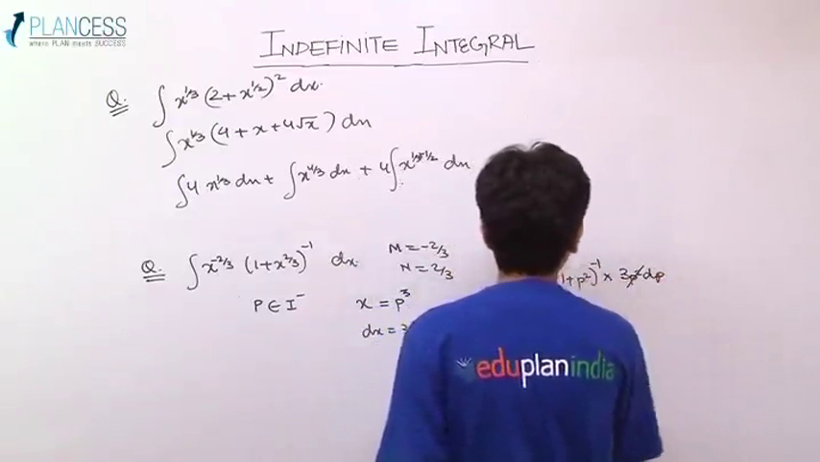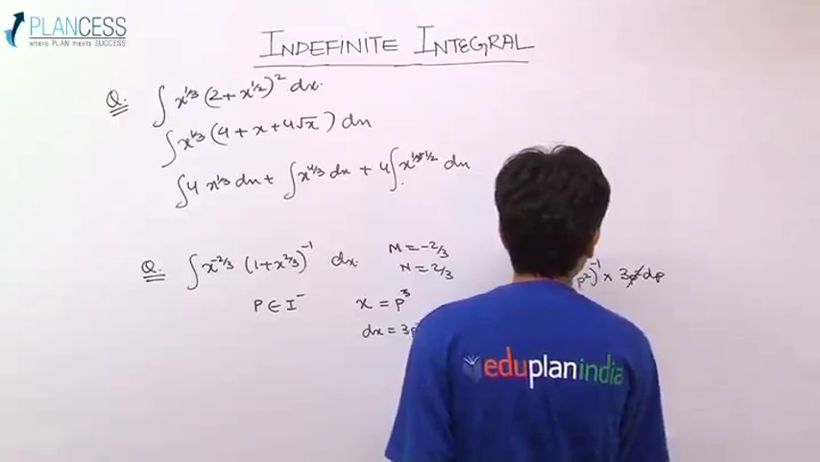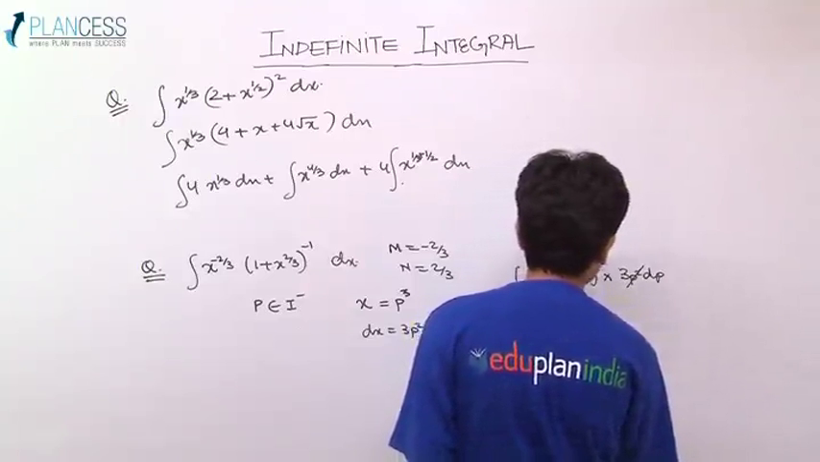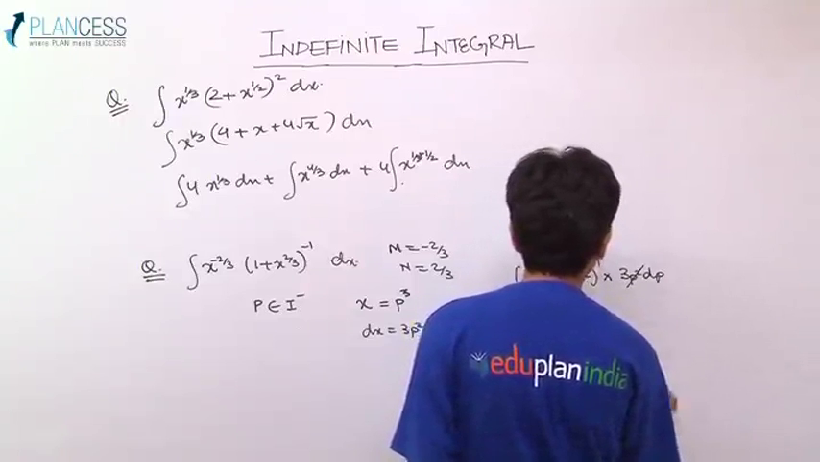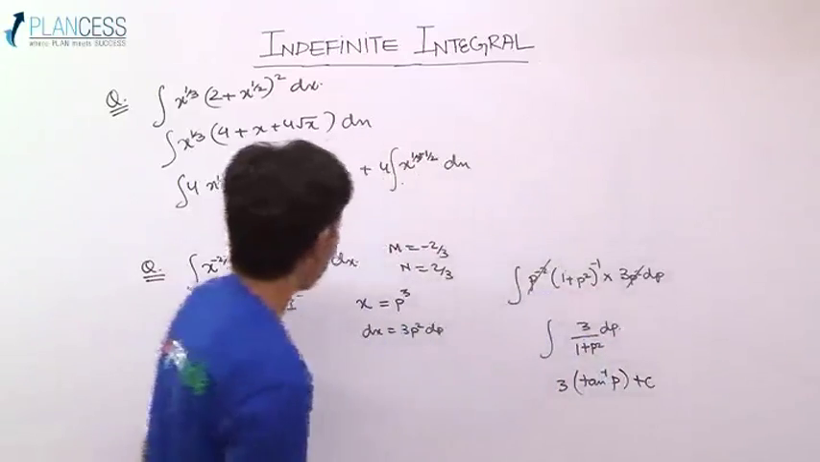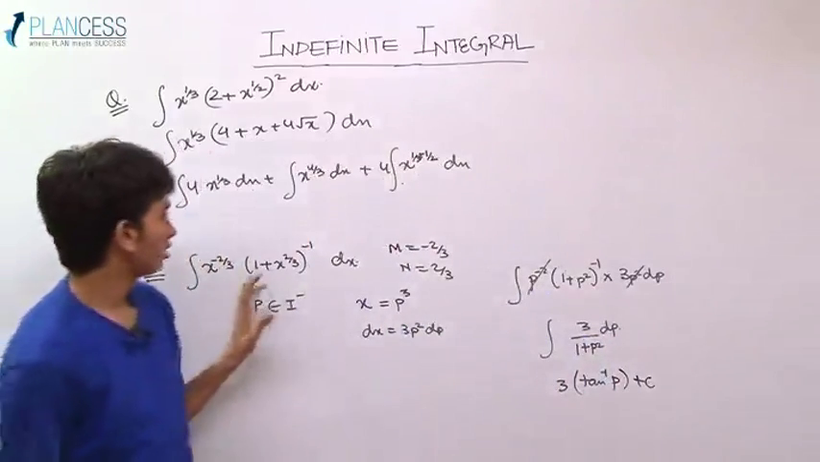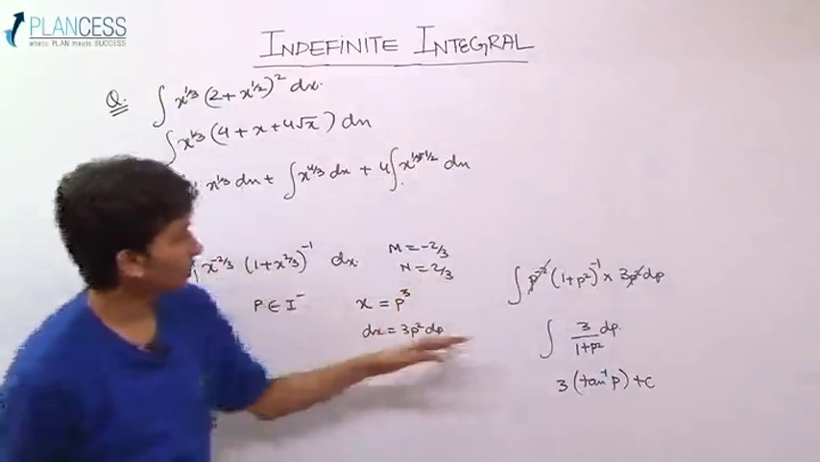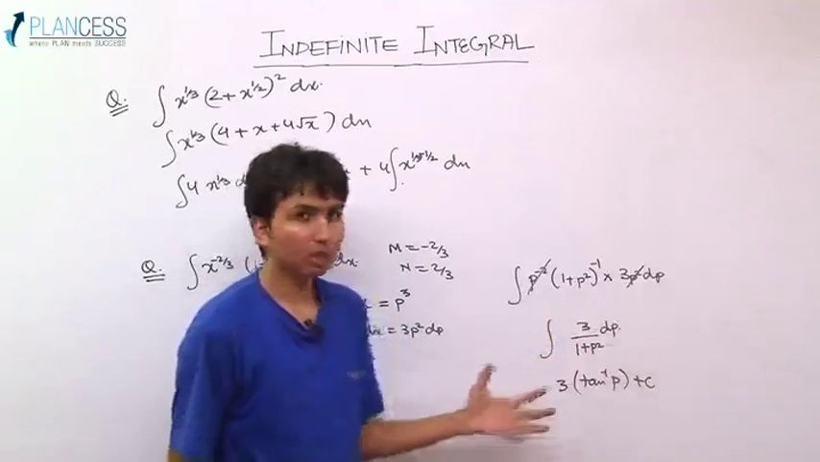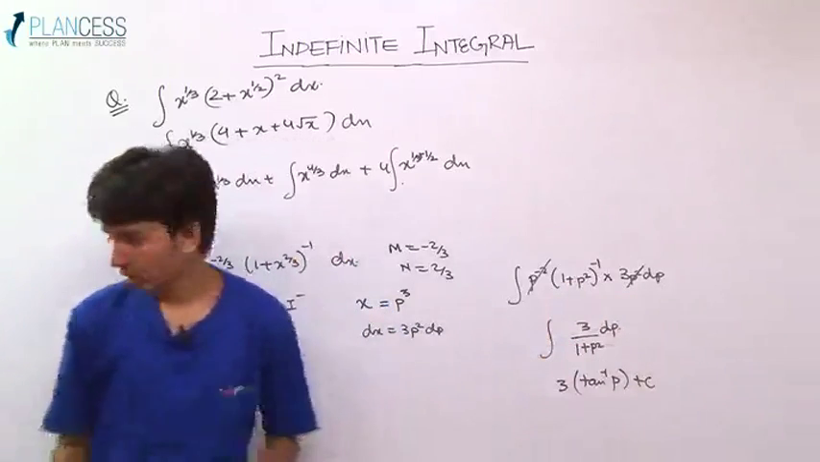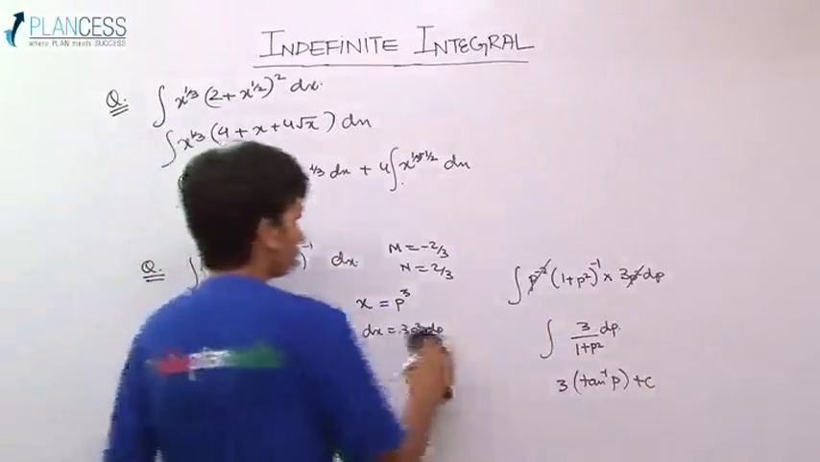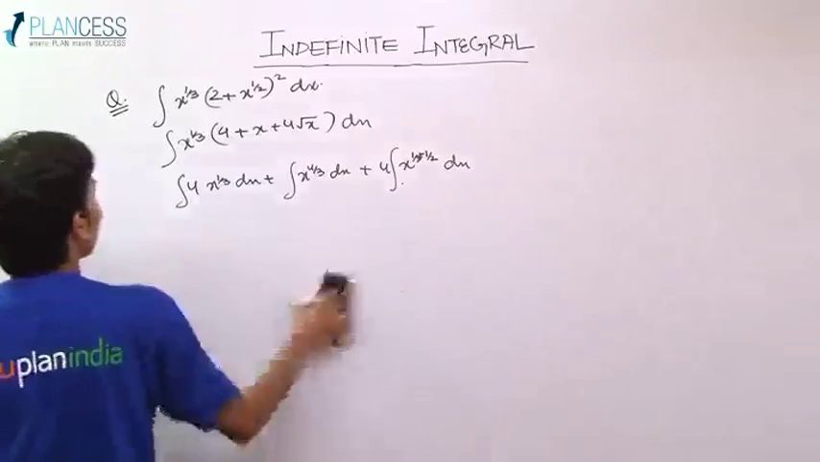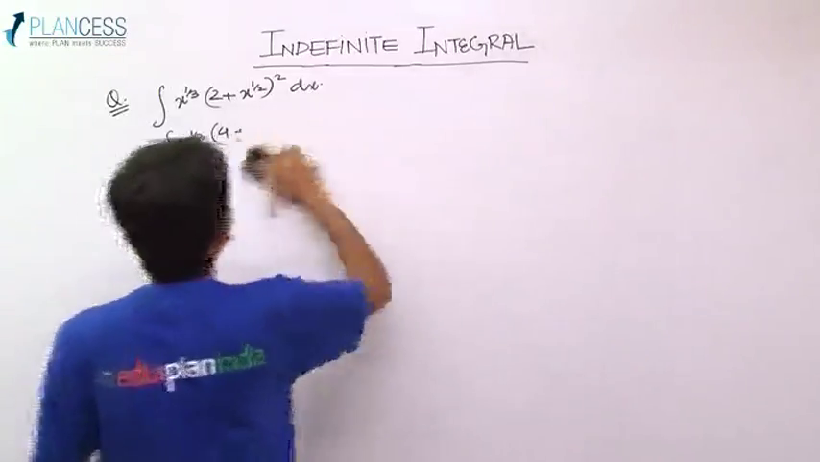Cancelling this, we have 3 upon 1 plus p square dp, which is 3 tan inverse p plus a constant, where p is the cube root of x. As you see, this worked because taking the LCM makes sure that these all turn into integer powers, and then we are left with a much simpler integral. So this was another example. With this example, I have tried to explain how these tricks that I told you are useful.